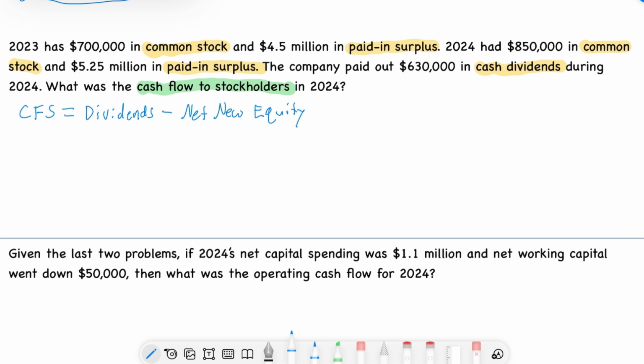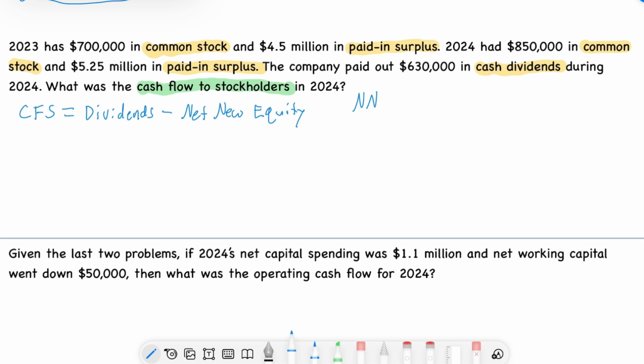So we can raise money by taking on debt, or we can raise money by getting investors to give us cash in exchange for part of the company. This is the investor side of things. So let's see. We're given dividends. We need to find net new equity in the problem.